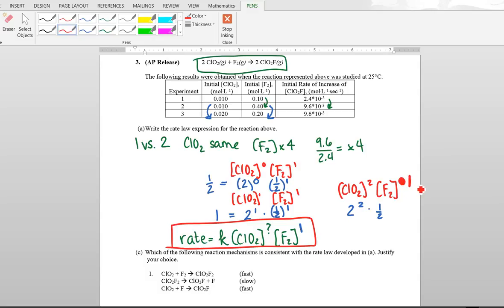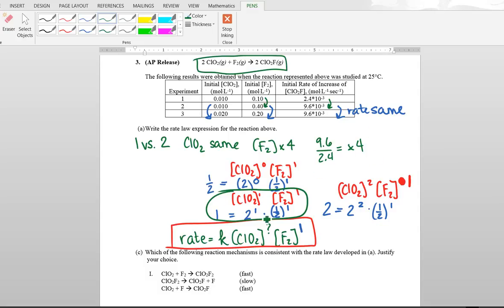Okay, so we've established we already know F2 is first order. So in this scenario, it would be 2 squared, so 4 times 1/2. So in this scenario, the rate would double. And what happens when we look at the rate, it goes from 9.6 times 10 to the negative third to 9.6 times 10 to the negative third. So the rate stays the same. So the scenario which fits is this one right here.